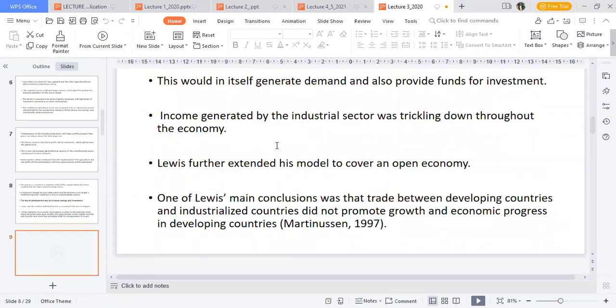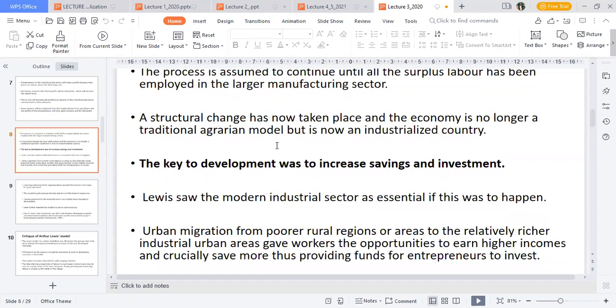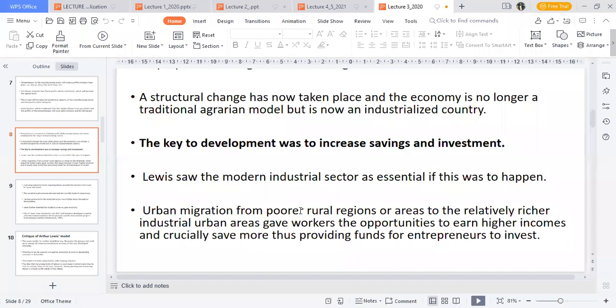The key to development was to increase savings and what? Investments. Okay, so that is Arthur Lewis' concern. Arthur Lewis saw the modern sector as essential if this was to happen. Urban migration from poor rural regions or areas to the relatively richer industrial areas gave workers the opportunity to earn higher incomes and crucially save more, thus providing funds for entrepreneurs to invest.